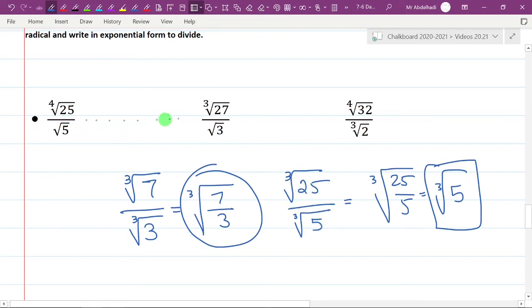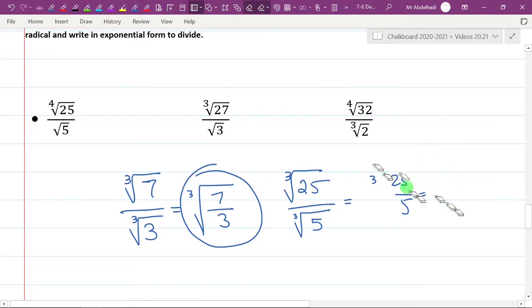The problem with all these is that they're not the same root. The top is a 4th root, the bottom is a square root. The top is a cube root, the bottom is a square root. The top is a 4th root, the bottom is a cube root, right? So these are not the same kinds of roots, so we can't just divide. We have to have some other strategy.